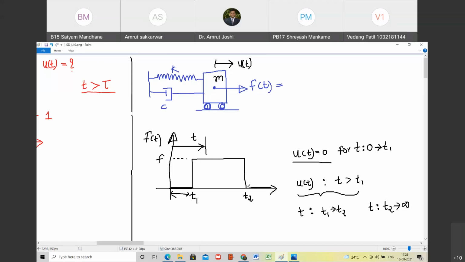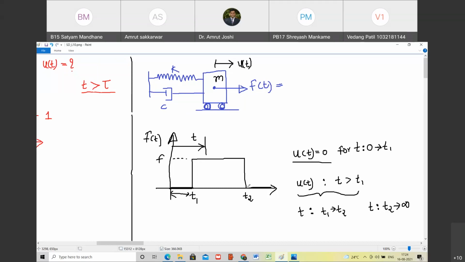It will tend to 0 for very large value of time. Are you with me? Yes, sir. Whereas the system was at rest and it was not initialized, it was not disturbed before time t1. From time t equal to 0 to t1, the system was at rest. It had no previous load history. Are you with me? Yes, sir. Therefore, at that time, the response is 0.